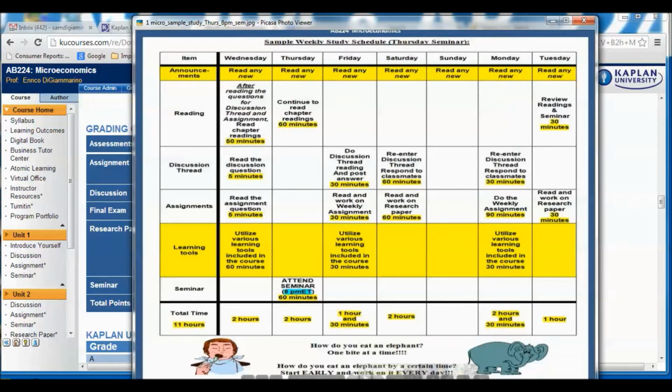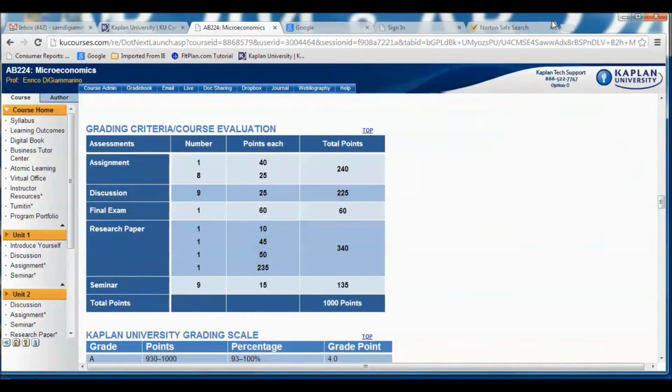It may be whatever works in your world, okay? But find a way to set the time aside so that you can study, okay? Because if you don't spend... this particular sample study schedule that I put together really only allots about 11 hours a week, and it includes the seminar time, it includes time for reading, time to do the various learning tools, work on assignments, work on the research paper. So it includes an awful lot of stuff. Okay? So suffice to say that you want to be able to set up your own schedule.